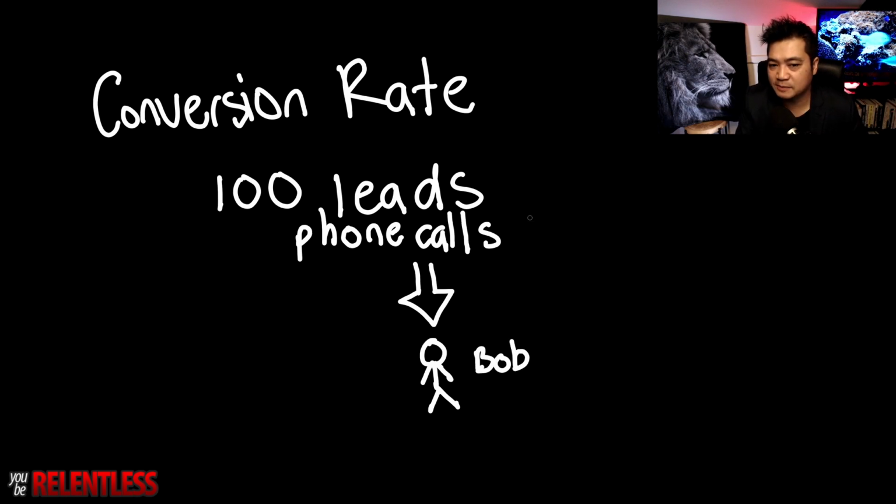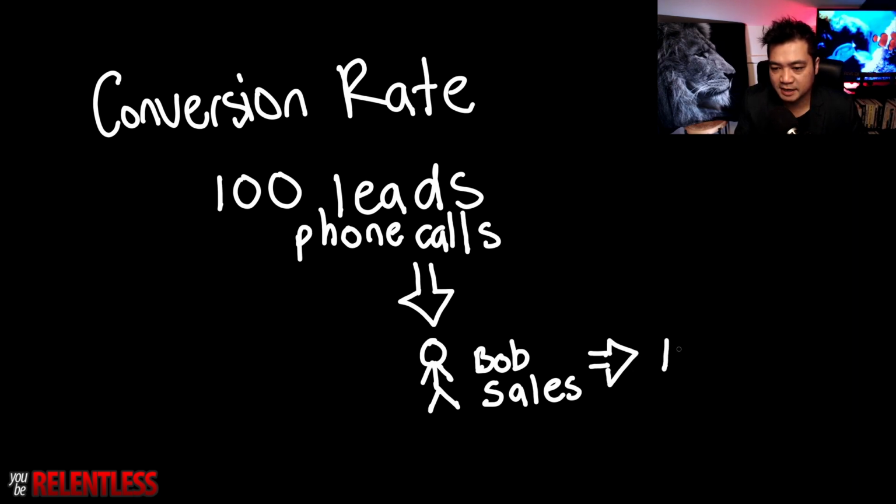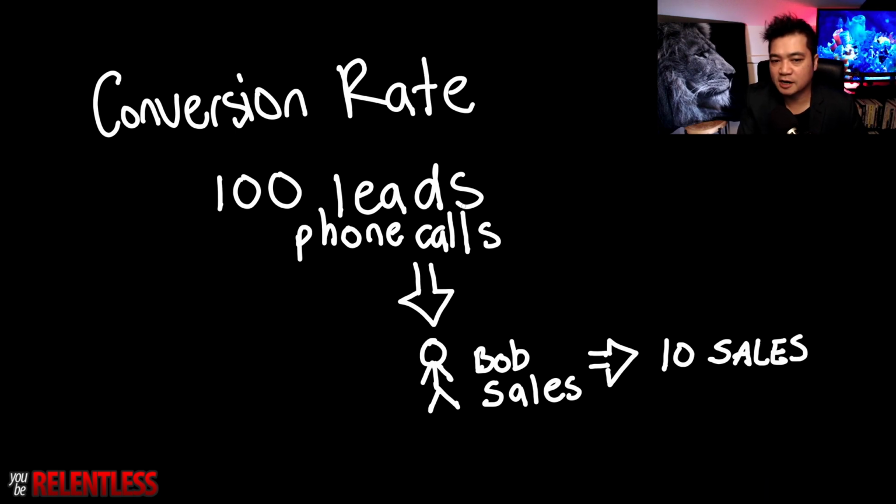So we get 100 people calling in the company and Bob is a sales guy. He's dealing with all these phone calls. Out of this situation, we find that this leads to 10 sales. That's a lot of phone calls for him to deal with, and over the 100 phone calls he gets 10 sales. So we're going to be working out what his conversion rate is. So what is the conversion rate?